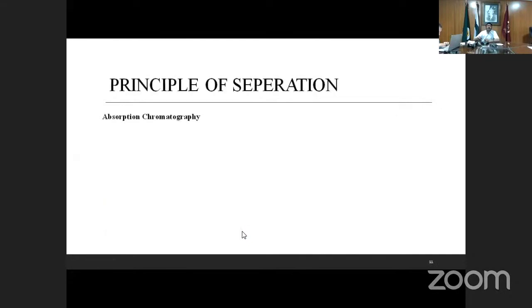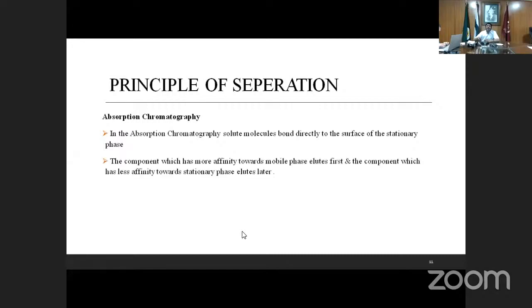Principle of separation: this is adsorption chromatography. In adsorption chromatography, solute molecules bind directly to the surface of the stationary phase. The compound which has more affinity towards the mobile phase elutes first. The component which has less affinity towards the mobile phase elutes later. No two compounds have the same affinity towards the mobile phase and stationary phase. When we are separating any compound or mixture of compounds, at least two components should differ in physical properties. On the basis of the difference in physical property, we separate these compounds.